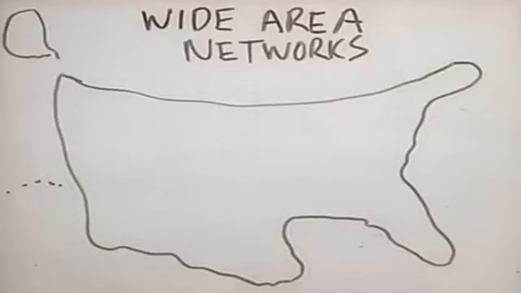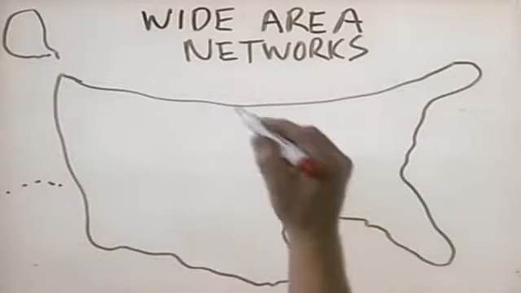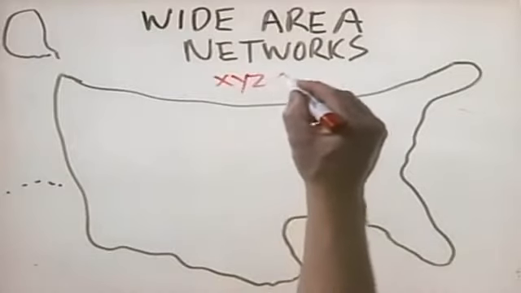Now, it's also possible to have a computer network where the networks and the hosts are very widely distributed geographically. When we have that situation, we're talking about a wide area network. Basically, a wide area network is a group of interconnected LANs, local area networks, that are separated geographically. For example, suppose we have a company named XYZ Corp.